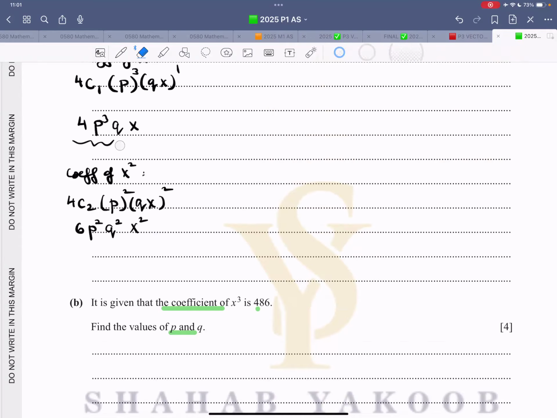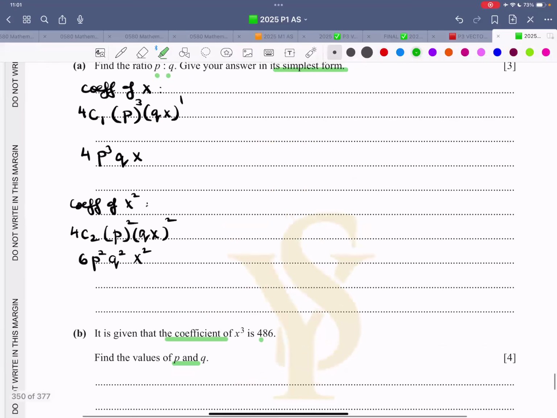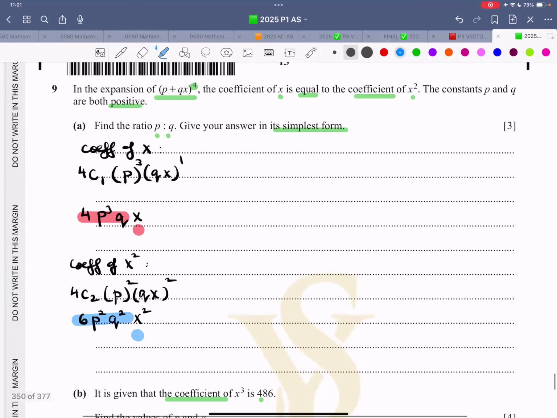So let me just do one correction over here. There is no correction, just writing it darkly. So now, first of all, this is your coefficient of x, and this one is your coefficient of x squared. Now these two coefficients are equal. Therefore, 4p cube q is equal to 6p square q square.